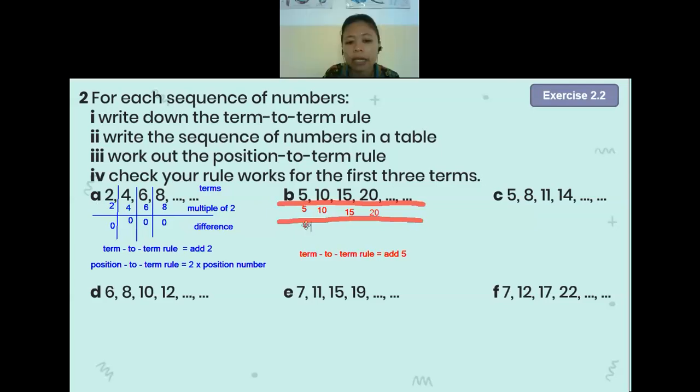Because everything is 0, it means there is no addition for the position to term rule. So what will it be for the position to term rule? Anyone want to help me find the position to term rule? This is 5 times position number. Okay, 5 times position number.